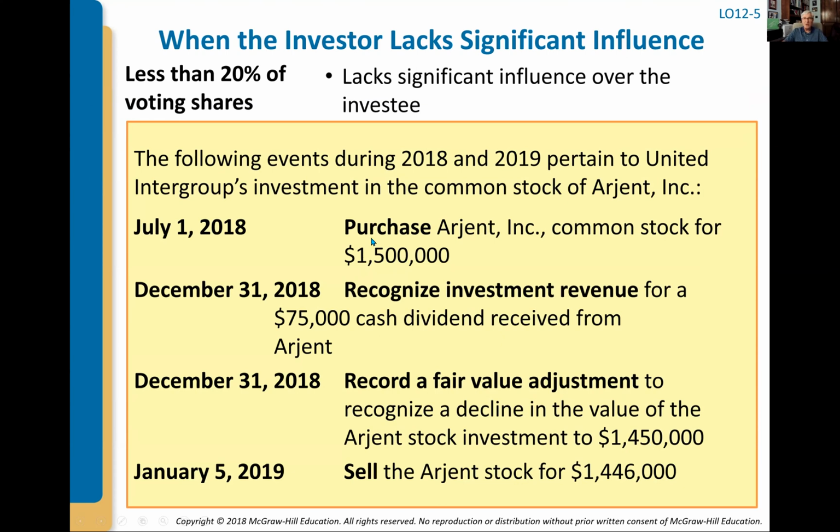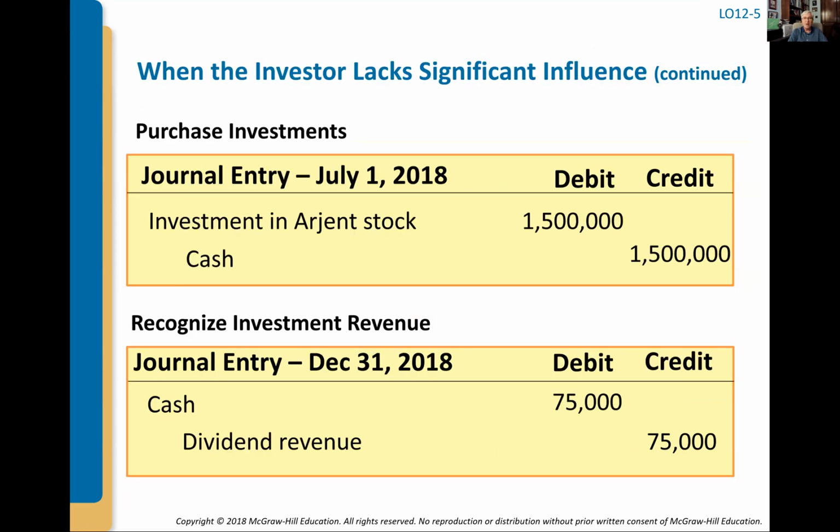So that 1.5 million, we had to record an expense because of an unrealized loss, we hadn't sold it. It went down by $50,000. So we had to debit a loss on investment of 50,000 and credit that investment. So we brought the investment account down to fair value. When we recognized the dividend, we recorded income from that. And so you see that here.